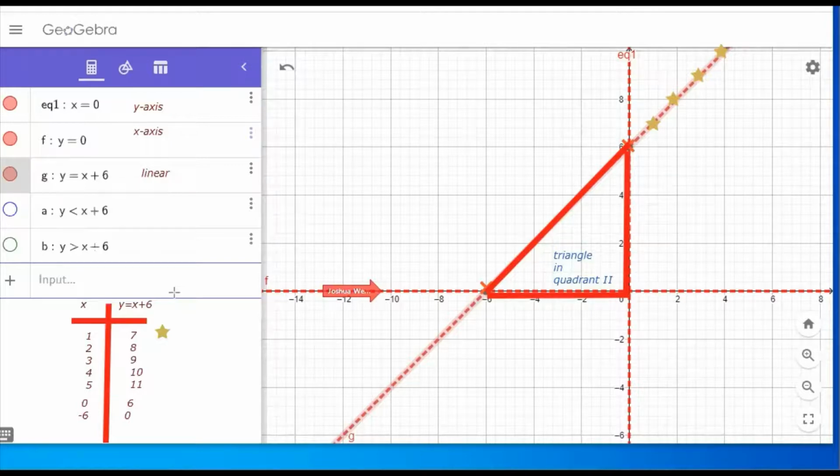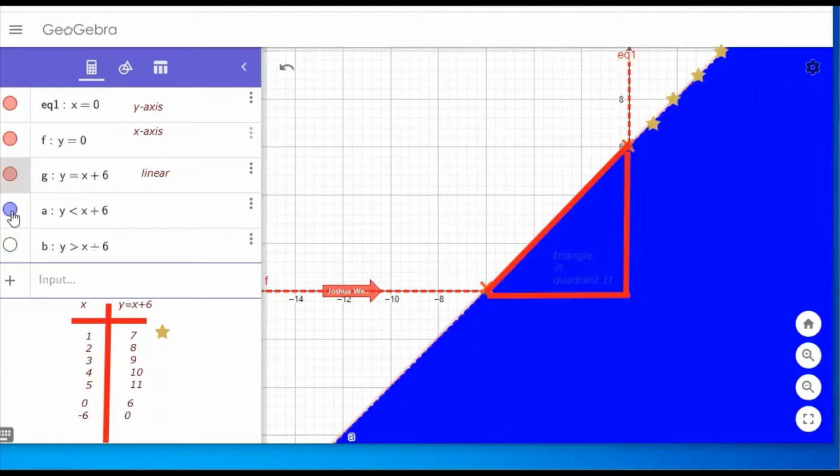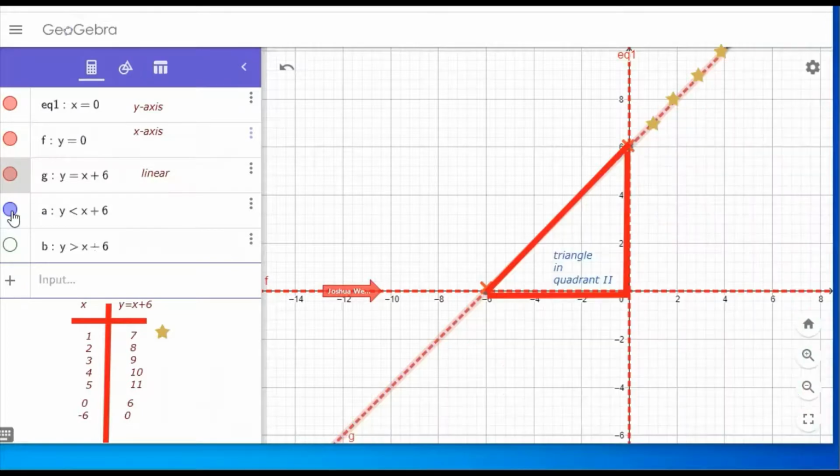Now, a student and parent asked, well, what if it was y equals less than x plus 6? Well, that's a very good question. So I'll toggle those here. I've written those here in the computer code. Here is the line y equals x plus 6. And here is the inequality y is less than x plus 6.